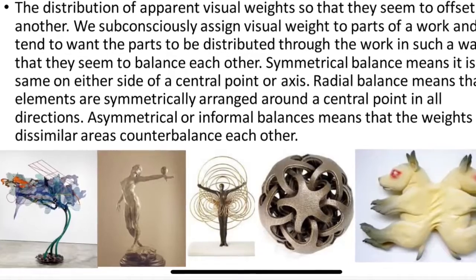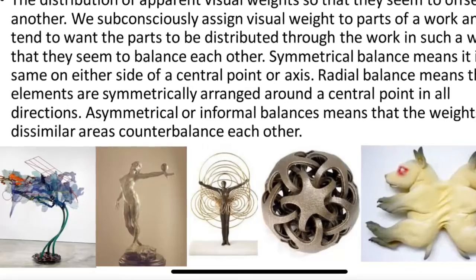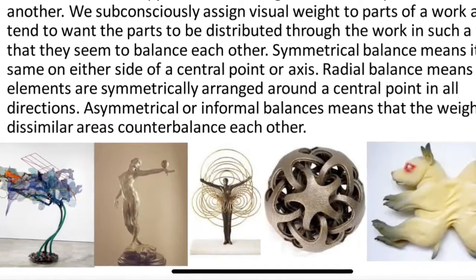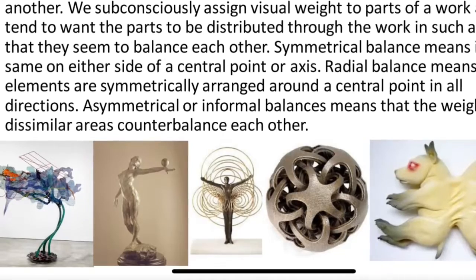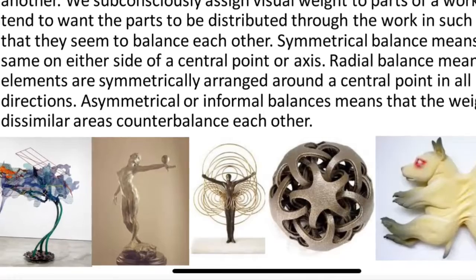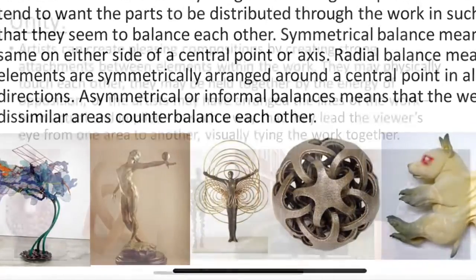Symmetrical balance is the same on either side of a central point or axis. Radial balance means that the elements are symmetrically arranged around the central point in all directions, and asymmetrical or informal balance means that the weight is dissimilar in areas and they counterbalance each other.